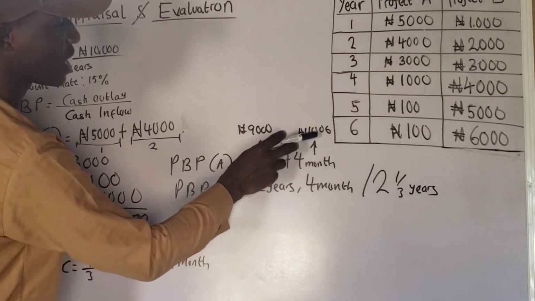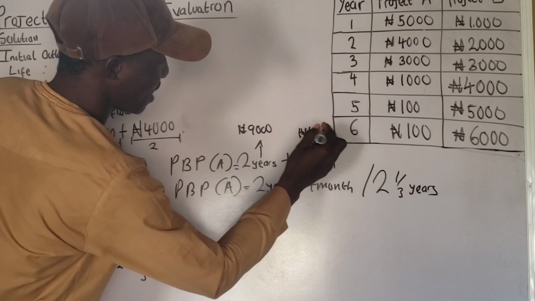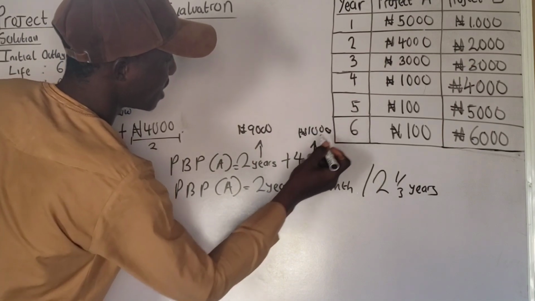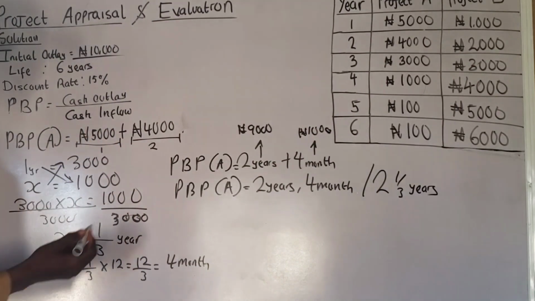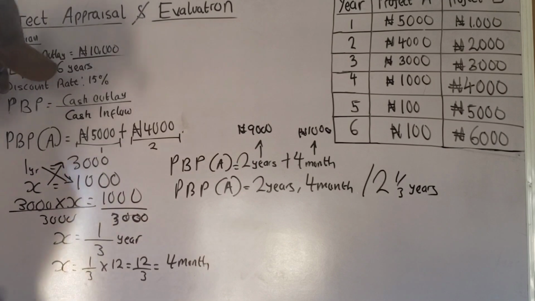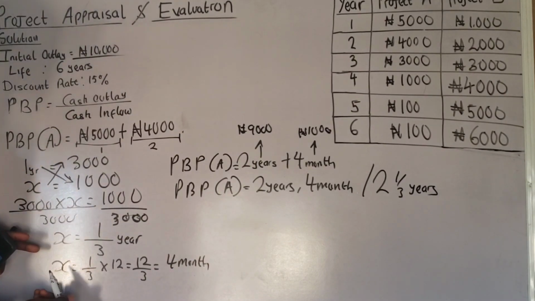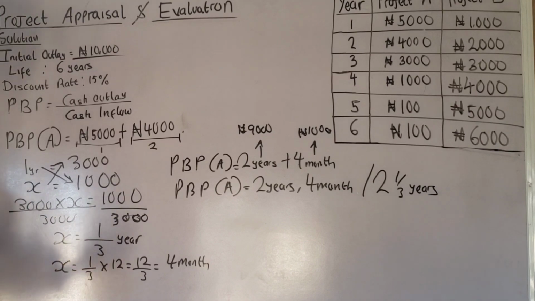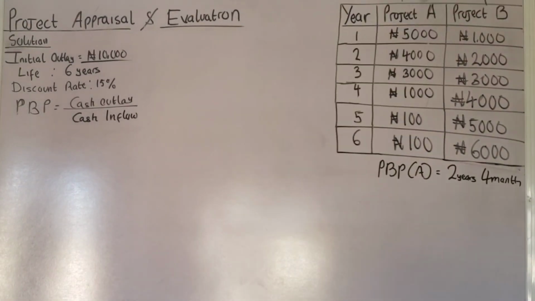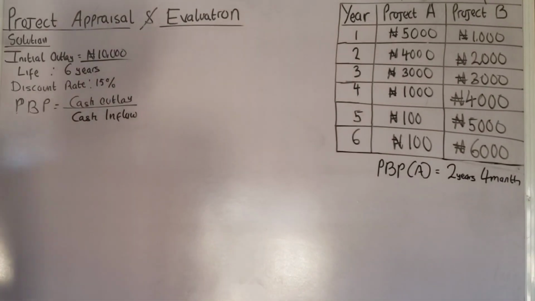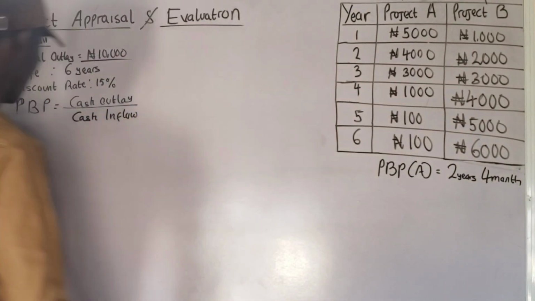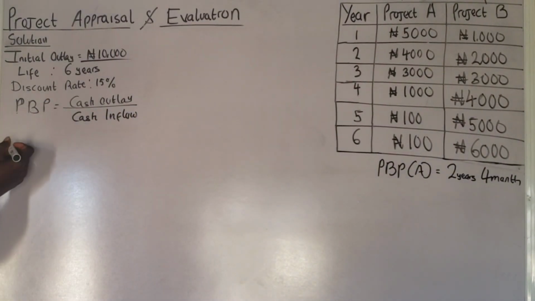Now, it takes 4 months to realize 1,000 naira. This is 1,000 naira, okay? It takes 4 months to realize 1,000 naira. As you can see, the calculation for the 4 months is what I did here. You understand? And that is how to go about it. Now, let us calculate for project B. So, the payback period of project A is 2 years and 4 months. Now, let's calculate the payback period of project B.